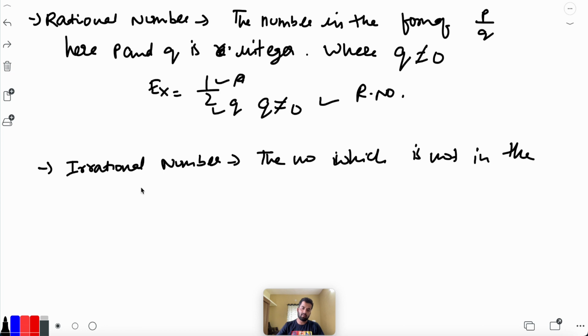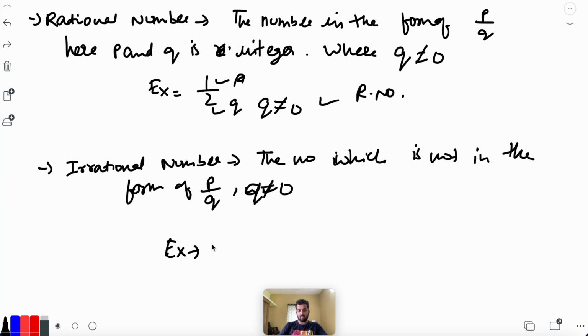Not in the form of p by q, right? Where q is not equal to 0. So let's take an example. What are the numbers which are not in the form of p by q? Can anybody think about it?